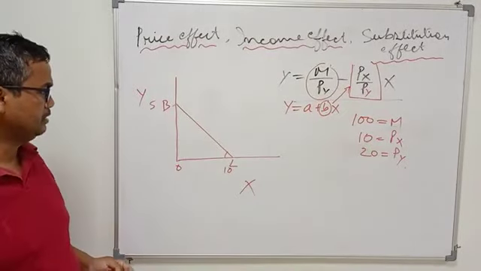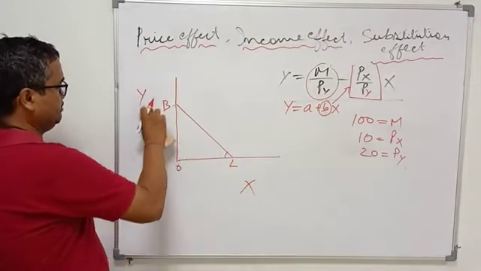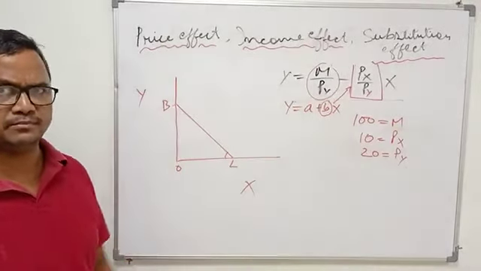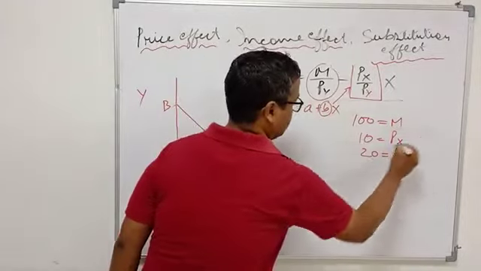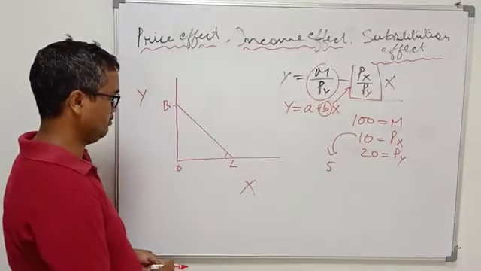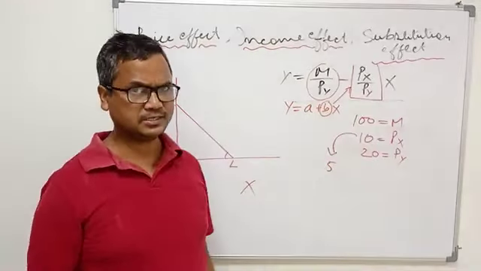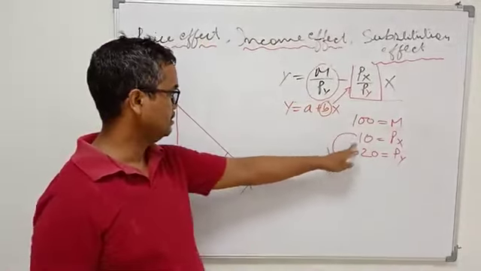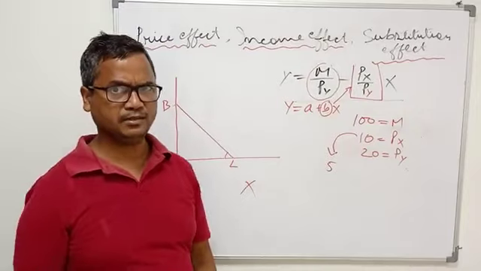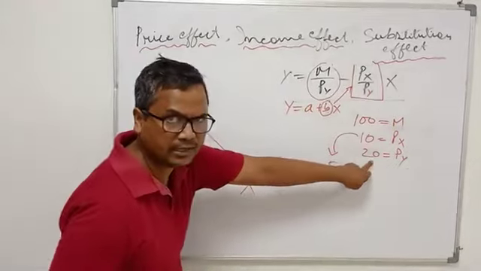Now suppose the price of x has reduced for some reason, and the price of y remains constant. Say the price of x is reduced to 5. Earlier it was 10, now it is 5. Whatever units you used to purchase with 100 rupees, now you can purchase more. Earlier you could purchase 10 units, that is OA. Now you can purchase more than OA, isn't it? Because the price has reduced, while the price of y remains constant at 20 rupees.